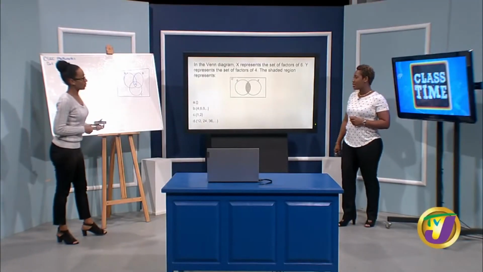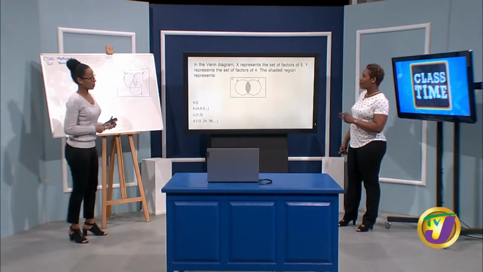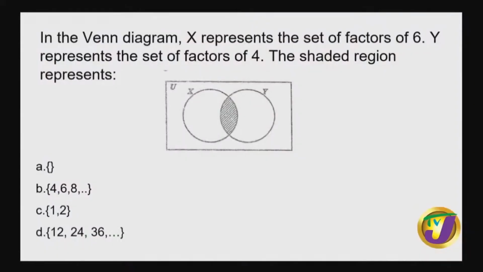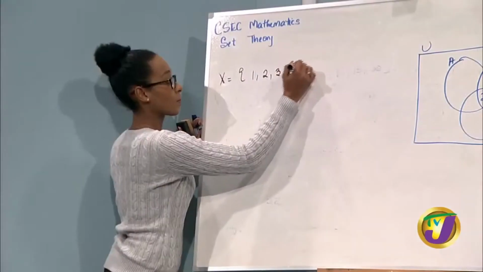Let's look at the third one now. We've got this. In the Venn diagram, X represents the set of factors of 6. Y represents the set of factors of 4. The shaded region represents. I was going to say X intersect Y, but that's not the option right there. So I'm going to have to look at all the elements in X and all the elements in Y. X represents the factors of 6, so that would be 1, 2, 3, and 6.